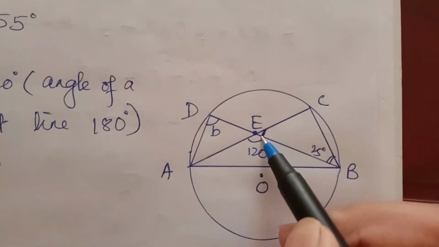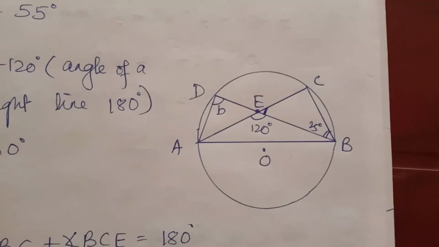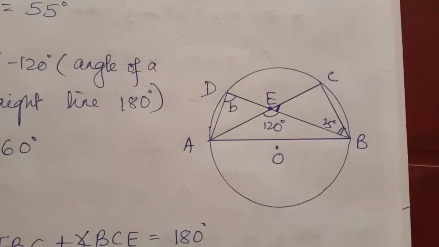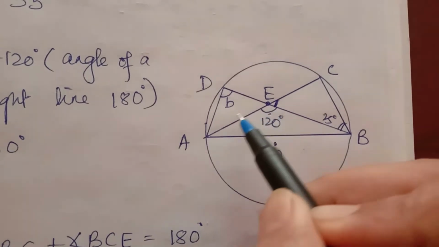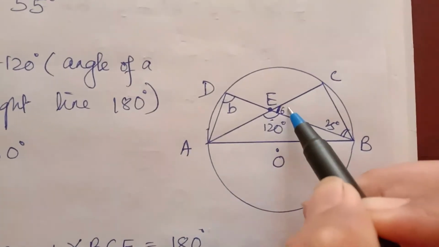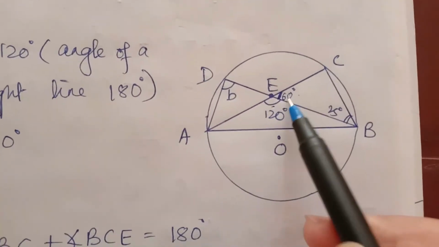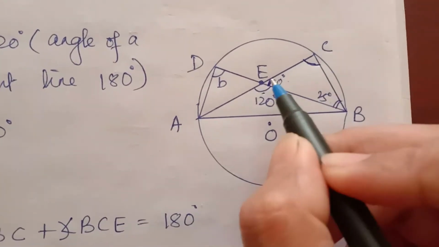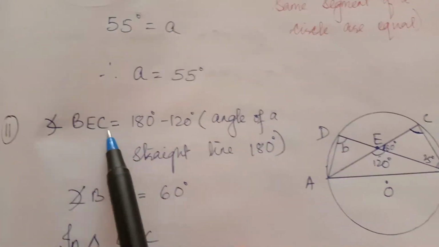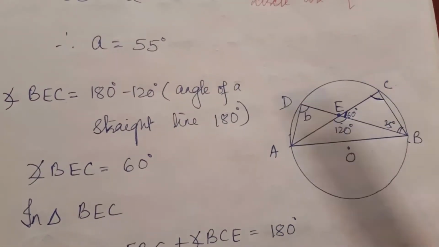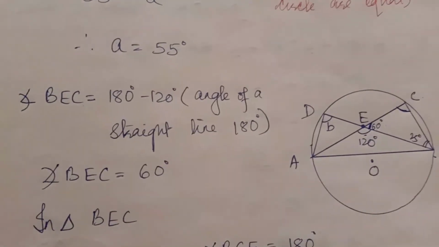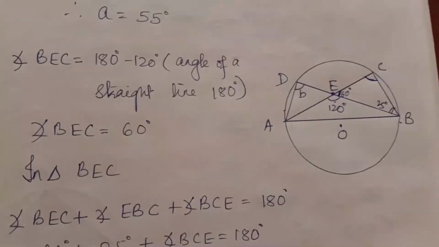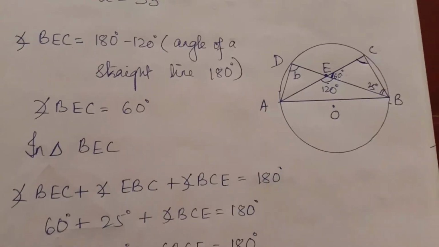Then this side will be, you know, angles in a straight line is always 180 degree. If this is 120 degree, this is a straight line, so this side will be 60 degree. So this is 60, this is 25. We can find the third angle of this triangle. This is a triangle. So first we will find angle BEC. BEC is 180 minus 120 degree because angles of a straight line is 180 degree. This is 60 degree. Calculation you have to show.